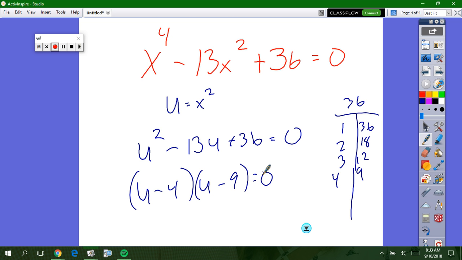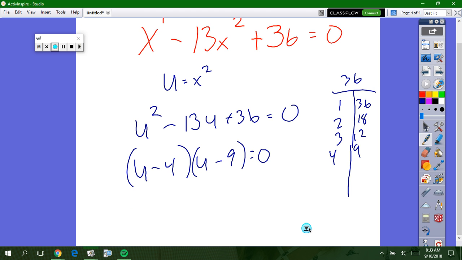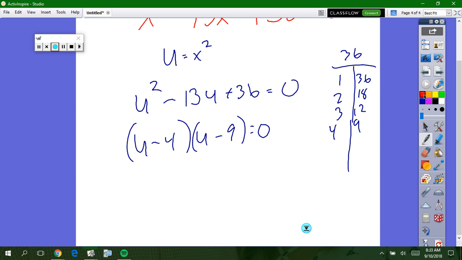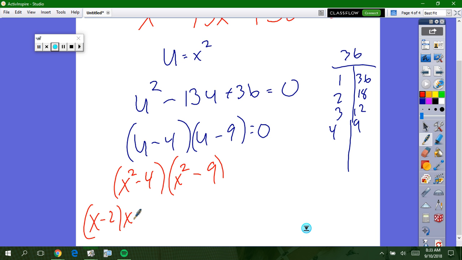Right? But who's u? Who did we say u was? x squared. So now, instead of this, what would this read? x squared minus 4 and x squared minus 9. What are these called? Difference of squares. What do a difference of squares always come out to be? Conjugate pairs, right? So this becomes x minus 2, x plus 2.